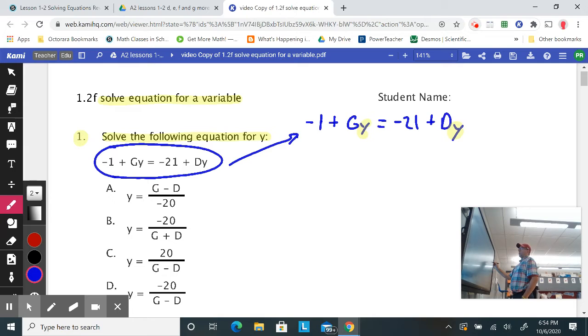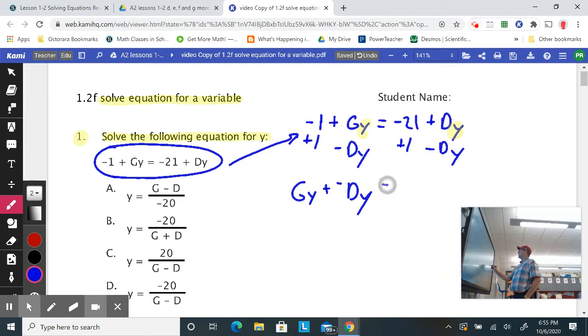And I'm going to do that by subtracting dy from both sides. So I'm going to move the y's to the left side. And now I'm going to get rid of all the numbers from the left side. So -1, I'm going to add a +1. So I do that to both sides. So the -1 plus 1 is 0. I now have the y's on the left side. This becomes 0, and -21 plus 1 is -20.